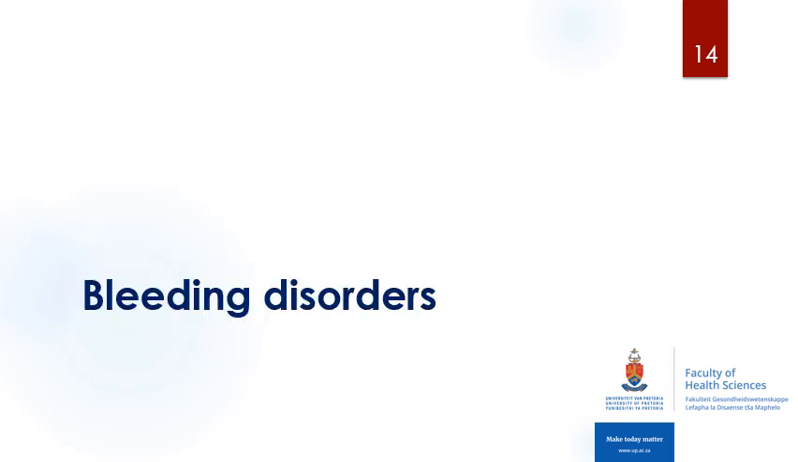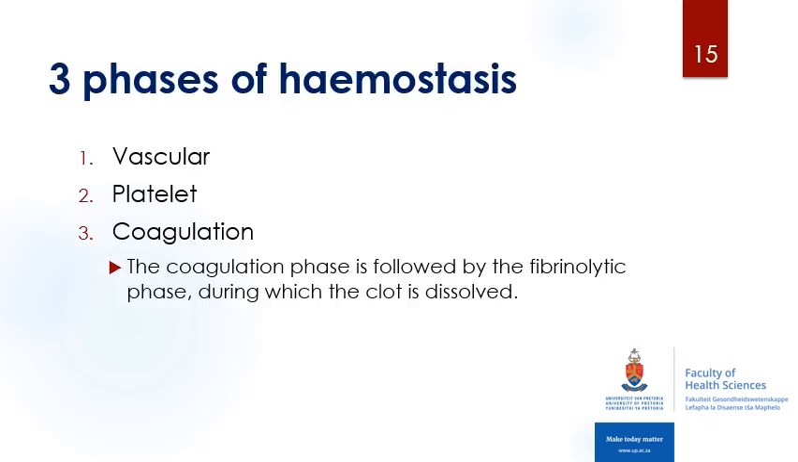It is also important to understand bleeding disorders, as they can have a major effect on any dental work that needs to be done. So in these next few slides, we'll take a look at some bleeding disorders. Firstly, let's just recap the three phases of hemostasis. You have the vascular phase, which consists of vasoconstriction. Then you have the formation of the platelet plug, and then the formation of the stable fibrin clot through blood coagulation. The coagulation phase is then followed by fibrinolysis and tissue repair.